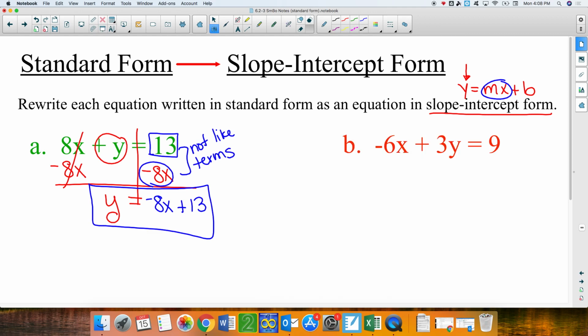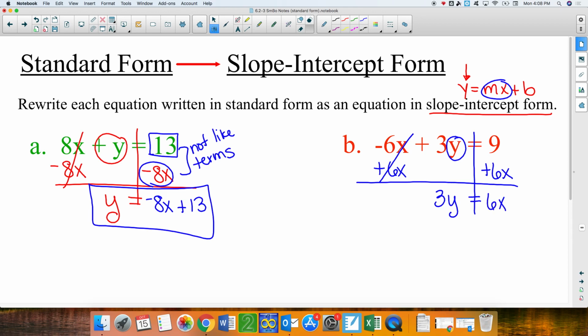Okay, on B, again, I want to put it in slope-intercept form, so I'm going to solve for y. First thing I need to do is I need to get rid of this negative 6x. So I need to do that by adding 6x to both sides. Negative 6x and positive 6x is 0. Bring down my 3y. Bring down my equals. Again, these are not alike, so I must write them separate. So I'm going to write my positive 6x first. My 9 is positive, so I write plus 9.